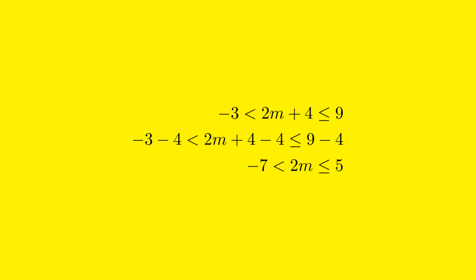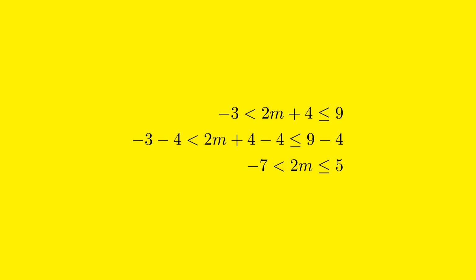So we take the original inequality, -3 < 2m + 4 ≤ 9, and subtract 4 from each part. This gives us -3 - 4 < 2m + 4 - 4 ≤ 9 - 4. Simplifying these, we get -7 < 2m ≤ 5. At this point, we have successfully removed the constant term from the middle, and the expression is now simplified to -7 < 2m ≤ 5.